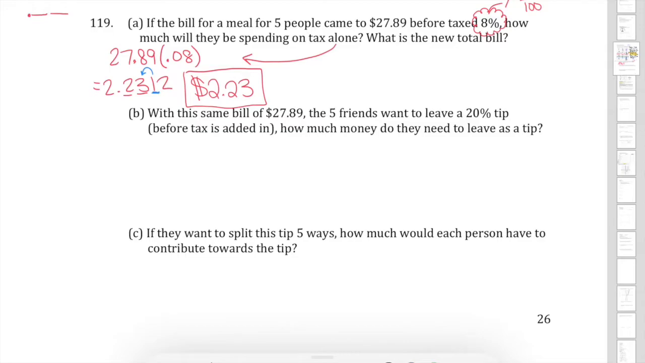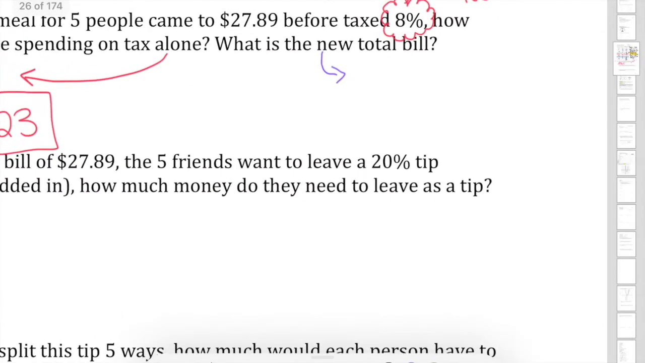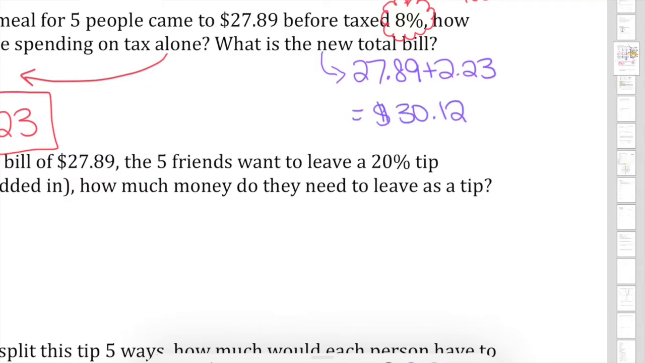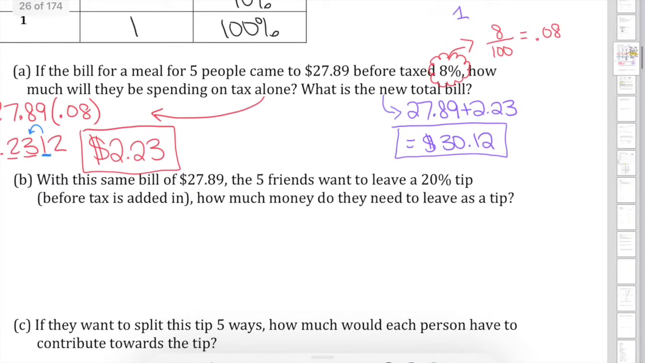The second question is, what is the new total bill? So the new total bill with that tax added on to the $27.89 is just going to be the total you get when you add those 2 things together. So I'm going to take the $27.89 and I'm going to add it to the $2.23 that the tax is. And when I add those together, I get $30.12 as my total bill, tax included.